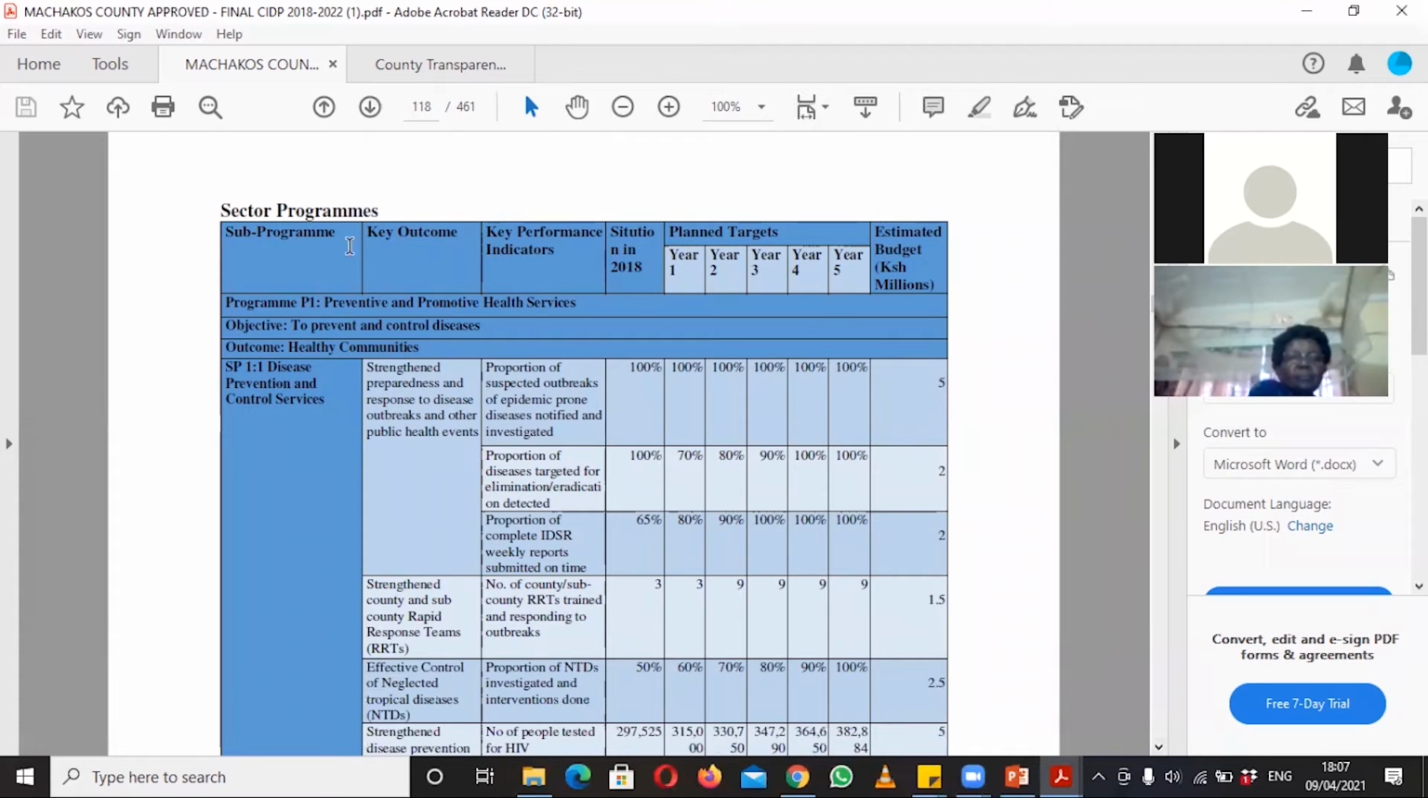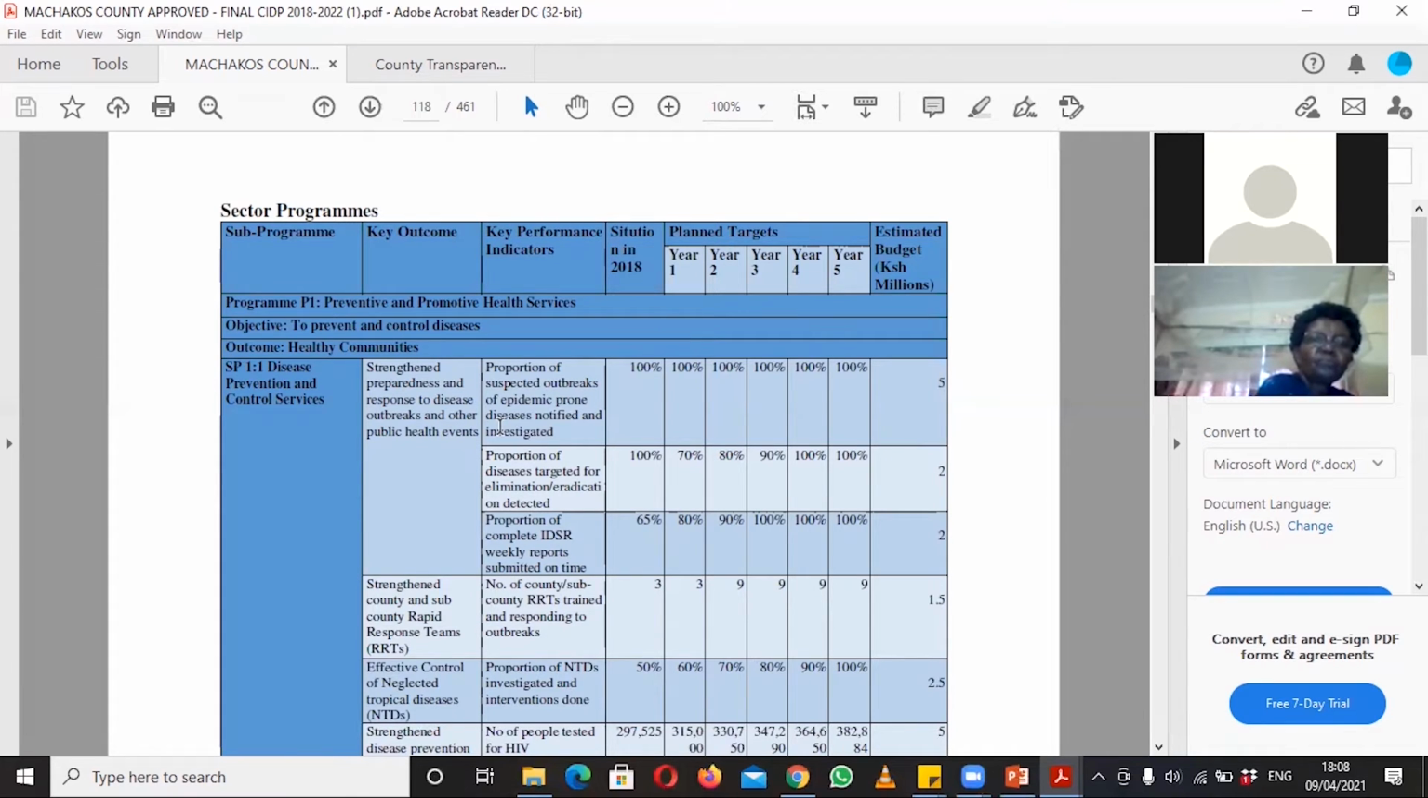So you can see, even the sector programs. In Machakos, it is divided into various programs. Program 1 is preventive and promotive health services, and the objective is to prevent and control diseases and promote healthy communities. It is divided into several sub-programs. Sub-program 1 is disease prevention and control services.